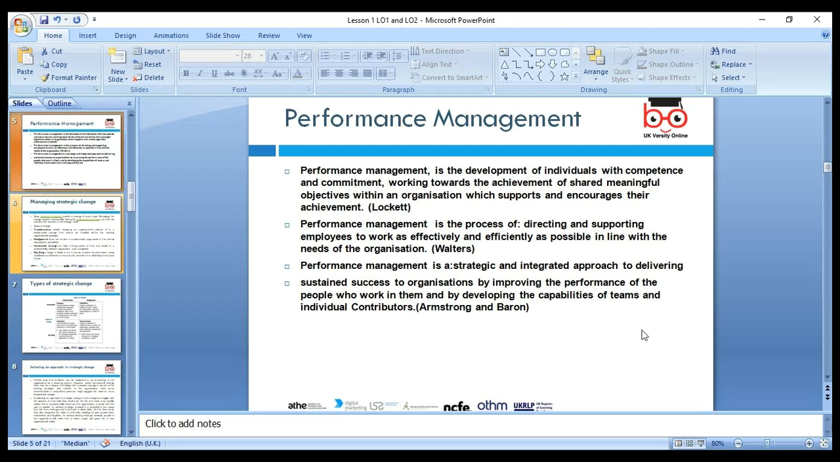Performance is the development of individuals with the competencies and commitment towards the achievement of shared, meaningful objectives in the organization, which supports, encourages and achieves. Performance management is a process of directing and supporting employees as effectively and efficiently as possible in line with the needs of the organization. It is a strategic, integrated approach. Whatever we want to change, ultimately we want to improve performance in the short term, medium term, and long term. It is all about managing change. The purpose is to improve performance. So it is always good first to learn what performance is.